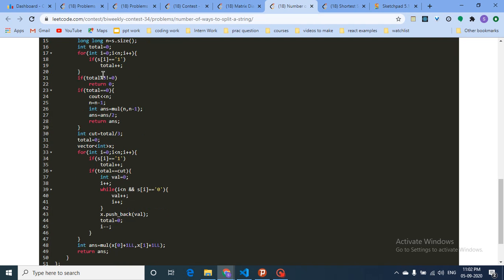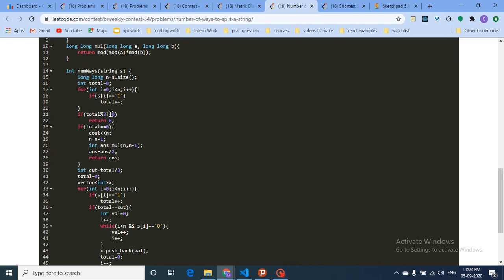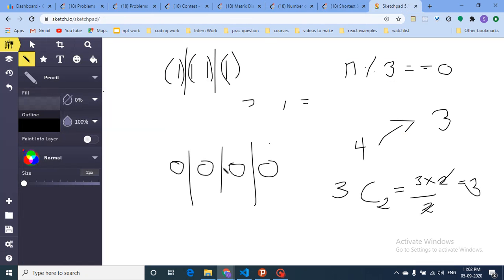Okay, if the total number of ones is not divisible by 3, then the answer is 0, because you cannot even cut them out. Then if the total is equal to 0, meaning there is no 1, I have to take care of the condition in which all of them are zeros. So the answer is just like 3C2.